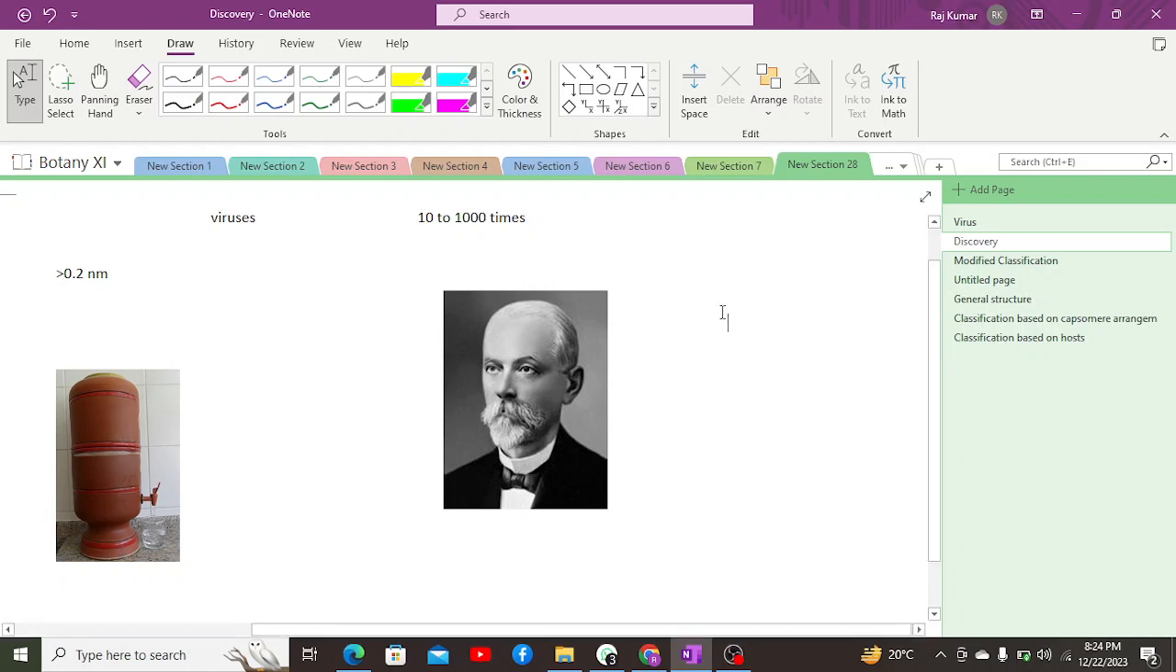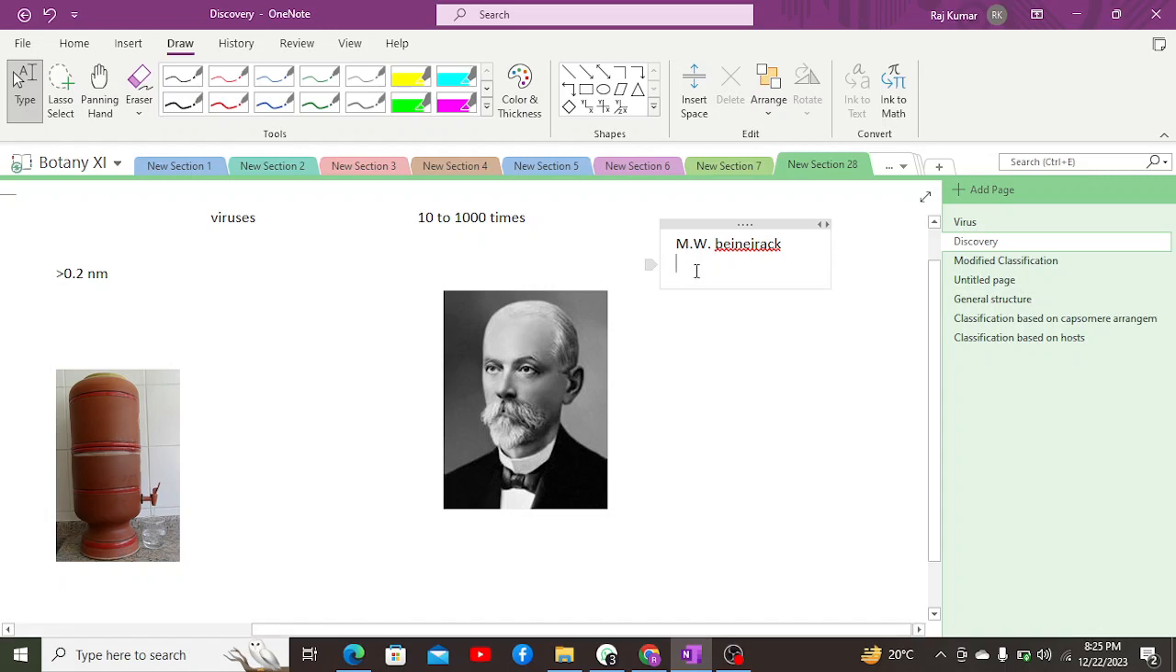Now we are going to discuss our next part. When a new scientist came, whose name was Beijerinck.